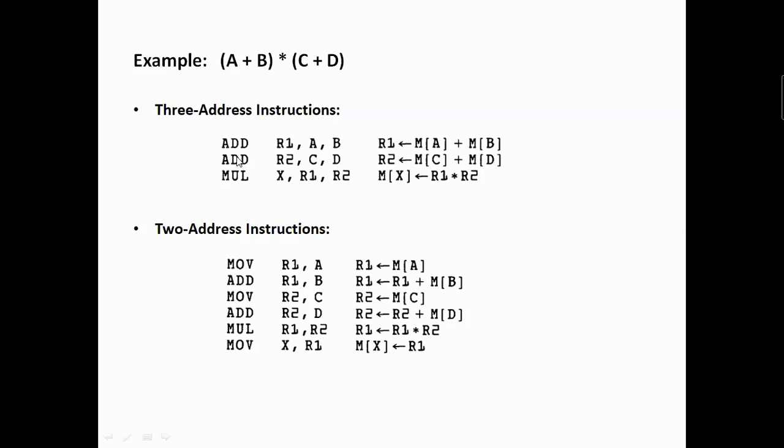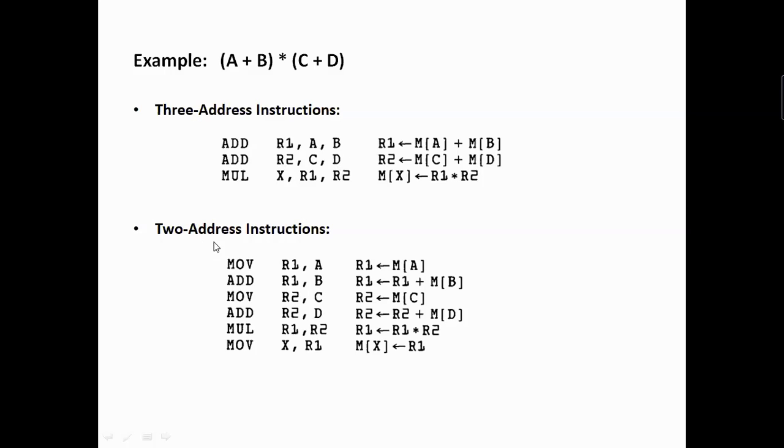Fine. And the advantage of this is clear, that the program will be smaller in size. In this format, the three address instruction format, the program will be smaller in size, but obviously each instruction will be carrying many bits in it. Bits for this, then for this, and for this. So the size of each instruction will be large.